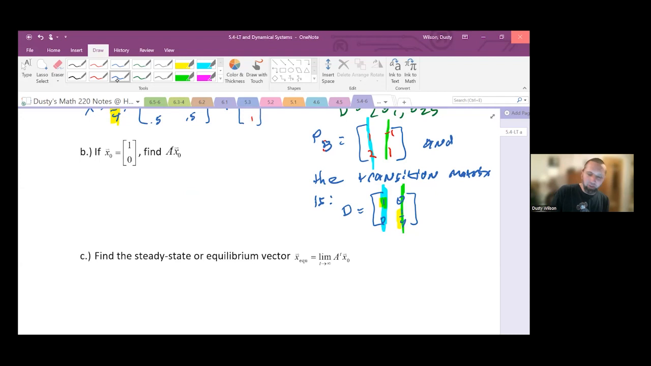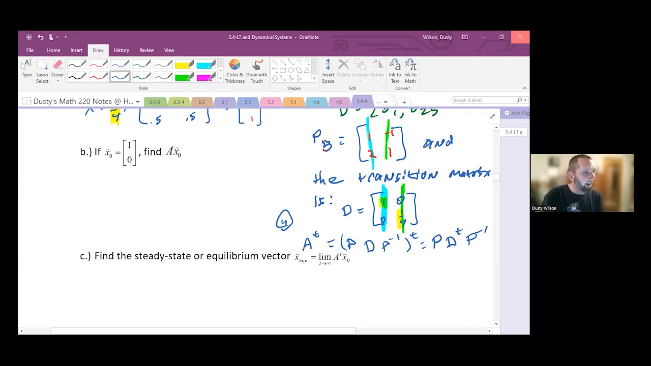So notice that we can put these things together and say that our A to the t power, this is kind of the fourth thing we're doing, A to the t would be equal to P D P inverse, but it's all raised to the t power. And we know how that collapses. So this will collapse into just P D to the t P inverse. And D is a diagonal matrix.